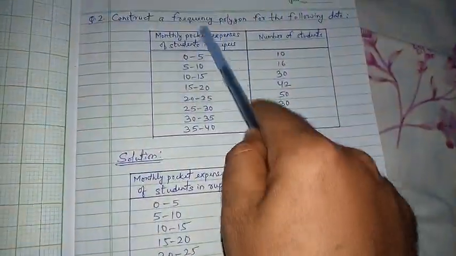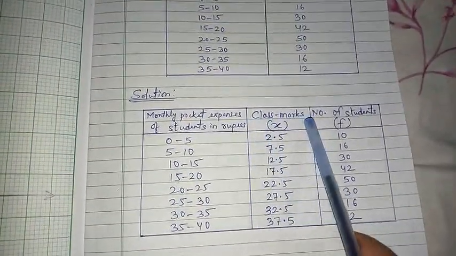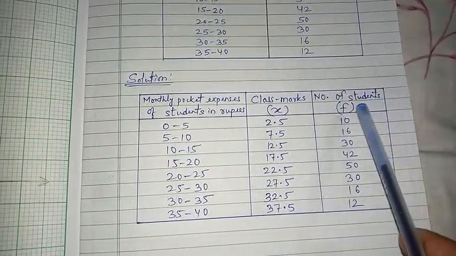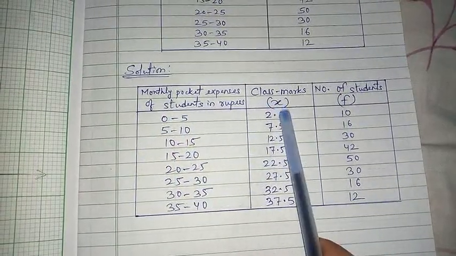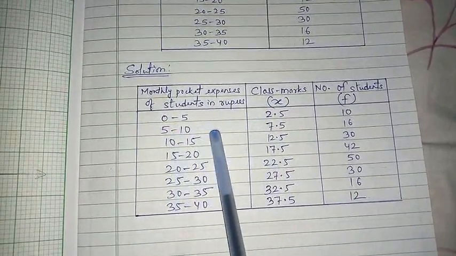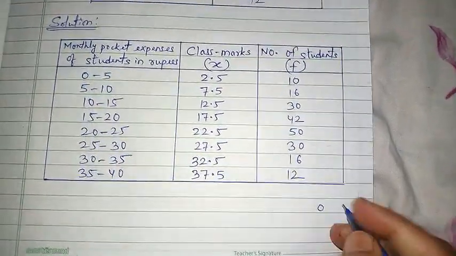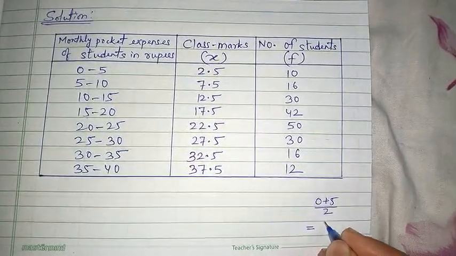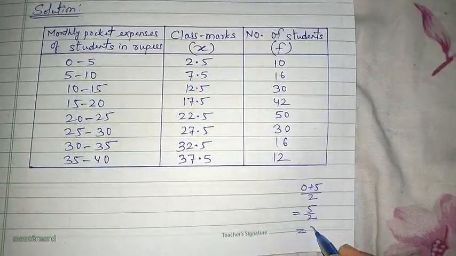I wrote the same thing. This first column came here and the second column came in the third, and in the middle I write class mark. Class marks I write as X and number of students I write as F. Now the number between 0 to 5 is 2.5. The number between 5 to 10 is 7.5. Very easy. How we do it: this is 0 and 5, you add and divide by 2. So 0 plus 5 is 5. When you divide 5 by 2, half of 5 is 2.5.